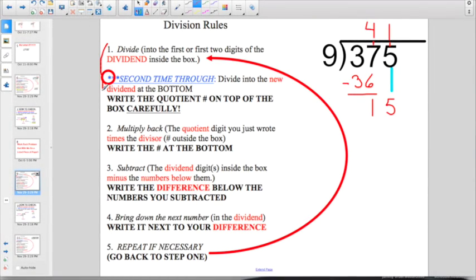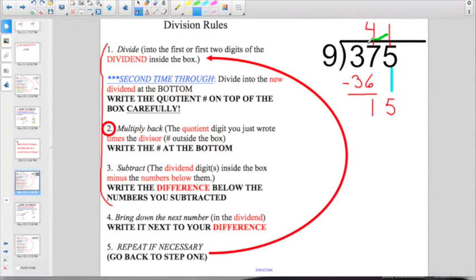You have to remember, if you divide, you must multiply back and you must subtract, correct? So let's get ready for step 2. Multiply back the quotient digit you just wrote times the divisor. Don't worry about the 4. We're only worried about the quotient digit we just wrote, that 1. We're going to go 1 times 9. And what is 1 times 9? I don't think there's a 5th grader in the room here who doesn't know that 1 times 9 would be 9, right?